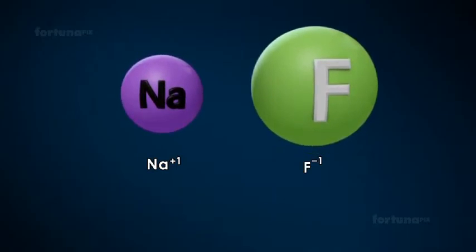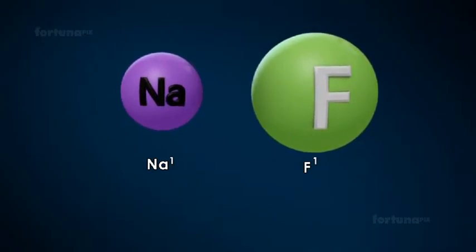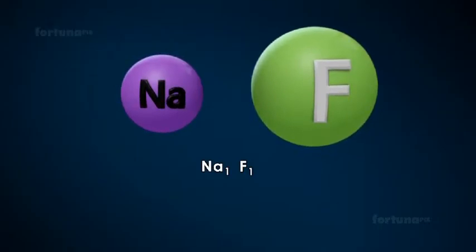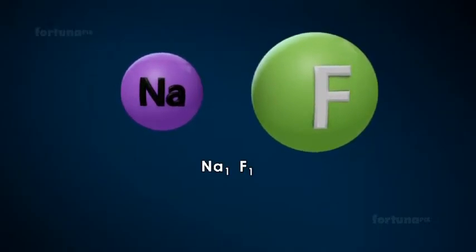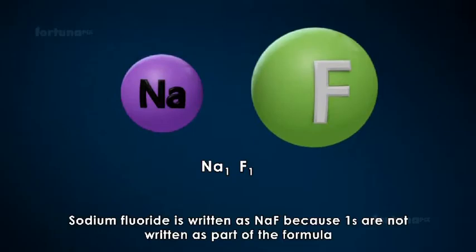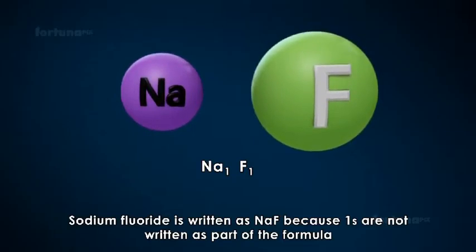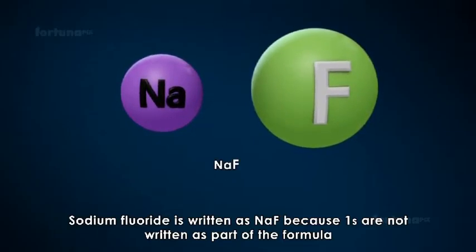The formula is written by crisscrossing the valences and making them subscripts. More precisely, the chemical formula for sodium fluoride is written as NaF because ones are not written as part of the formula.